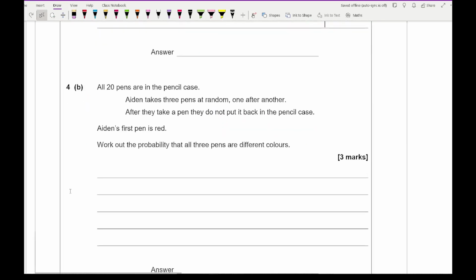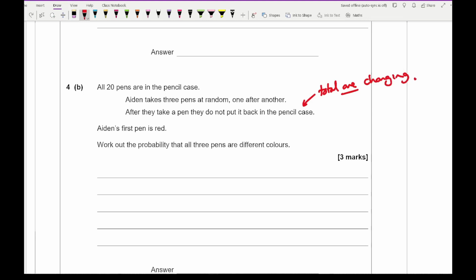Then for 14b, it says all 20 pens are in the pencil case. Aidan takes 3 pens at random, one after the other. After they take a pen, they do not put it back in the pencil case. In other words, here the totals are changing. Now Aidan's first pen is red, so we know that a red pen has been taken. Work out the probability that all 3 pens are going to be different colours.